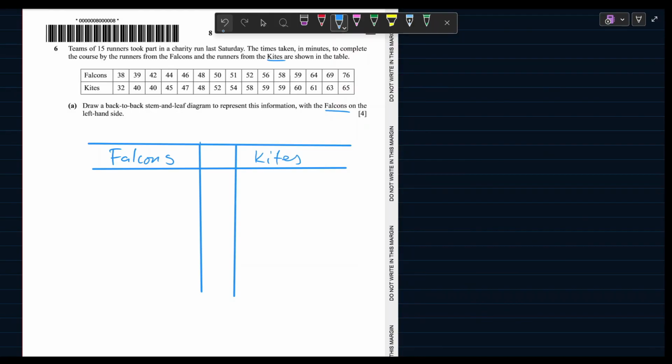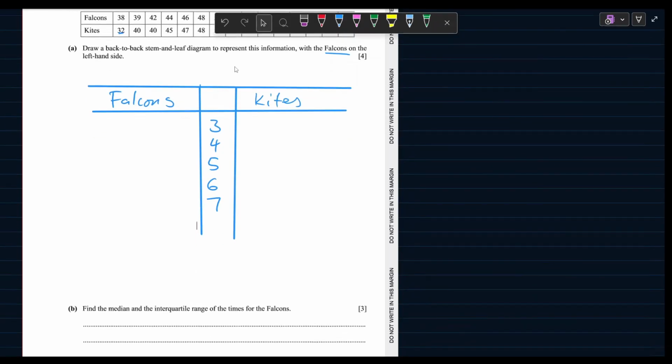What's the smallest value in our data set? Okay, it's going to be in the 30s. All right, it's arranged in rank order, it seems. So our smallest value is 30. So I'm going to use a 3 here, and our largest value is 76. So 3, 4, 5, 6, 7.